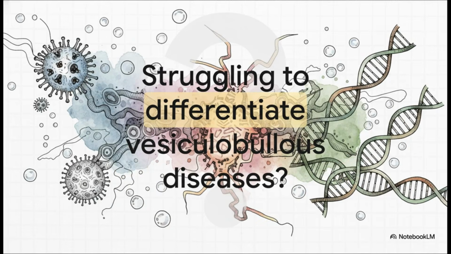You know, the key to finally getting a handle on these conditions is to stop trying to memorize them as just one long, confusing list. What we're going to do instead is build a really clear mental map. We'll break them down into 3 big categories based on what's actually causing them: viral, immunologic, and hereditary. Trust me, structuring it this way is going to make everything click.